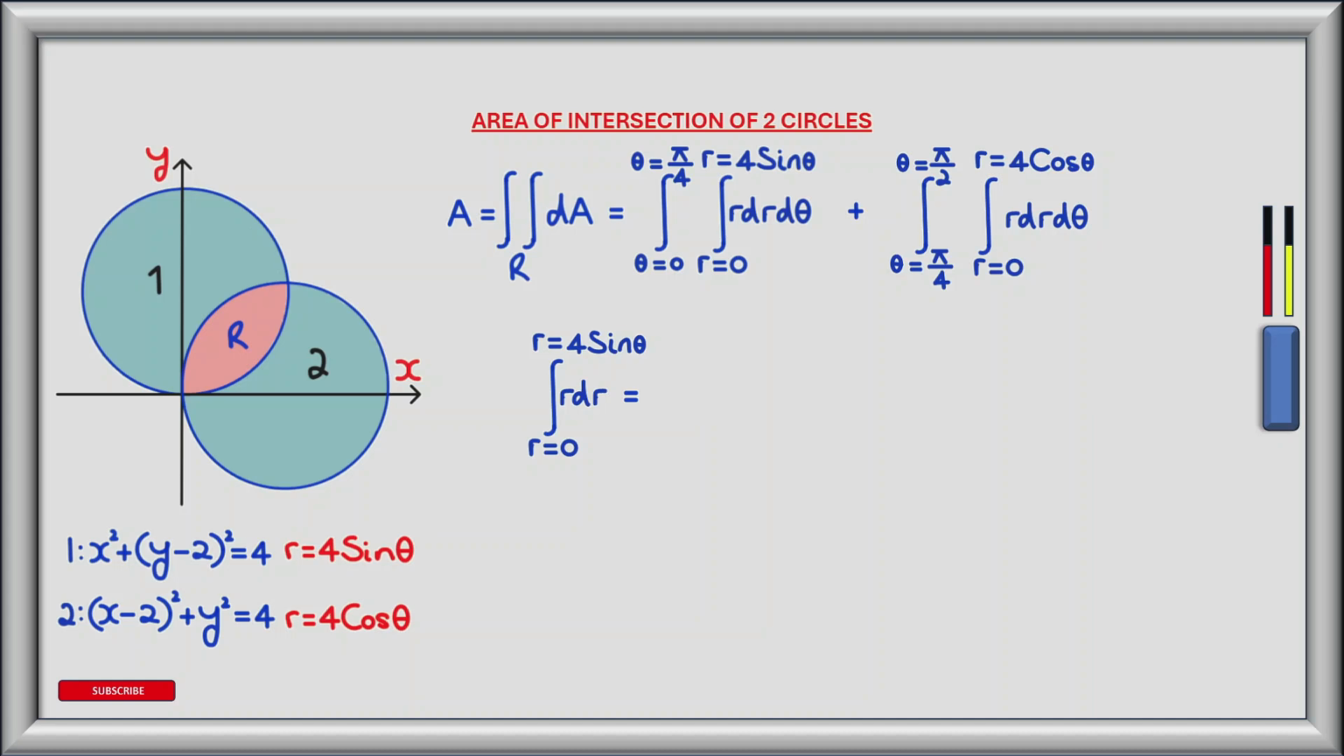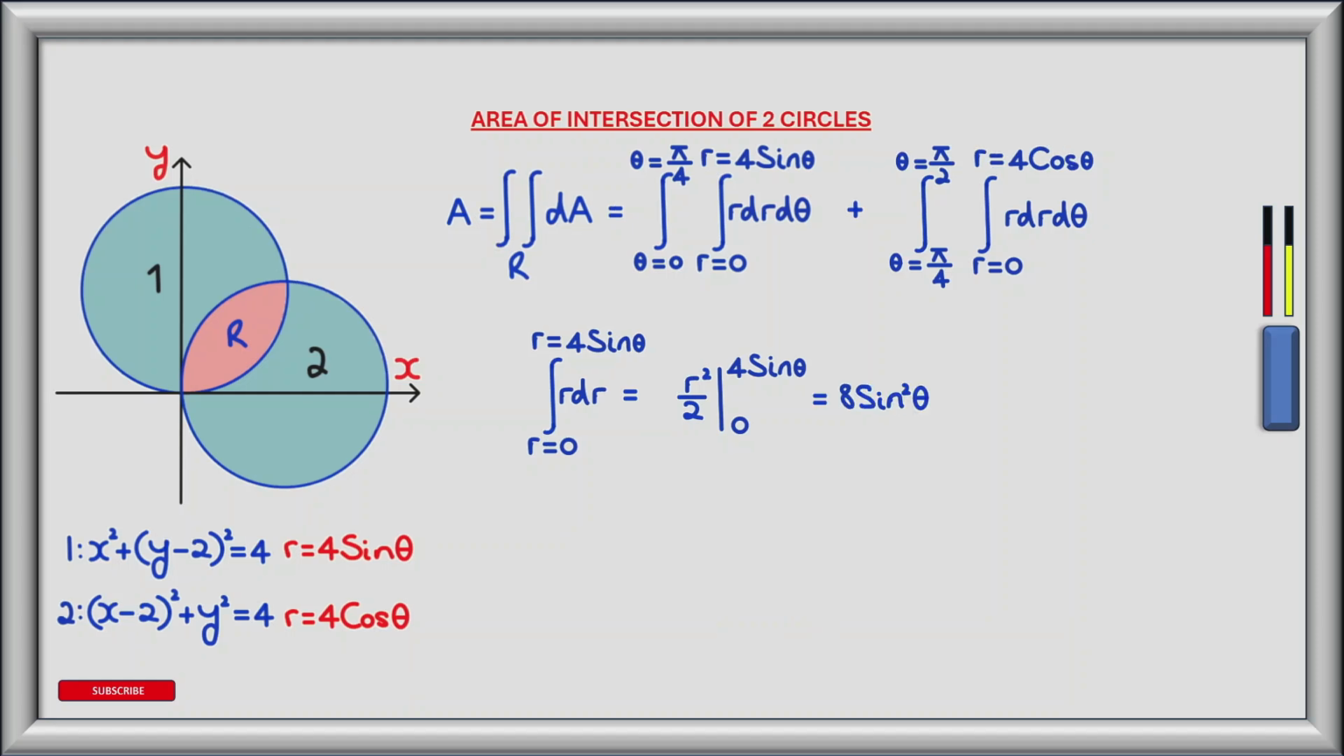Beginning with the first of the inner integrals, we want to integrate between r equals 0 and r equals 4 sine theta r dr. Using the power rule, the antiderivative of this is r squared divided by 2, which we need to evaluate between 0 and 4 sine theta. And plugging in the value of r equals 4 sine theta gives 8 sine squared theta, and plugging in the value of 0 gives 0. So this integral evaluates to 8 sine squared theta.